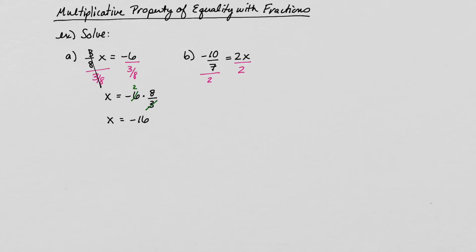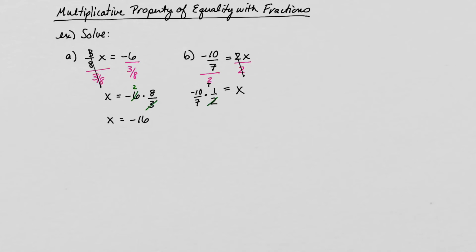So on the right-hand side, we just get left with x. On the left-hand side, we're going to do keep. So keep the -10/7. Change, so change from division here. So we're going to change to multiplication. And then we have to flip this bottom fraction. And you might go, wait a minute, how am I going to flip it? It's just one number. But if you ever have just one number, you can always think of it as over 1. So that bottom fraction is really 2/1. So when I flip it, it becomes 1/2.